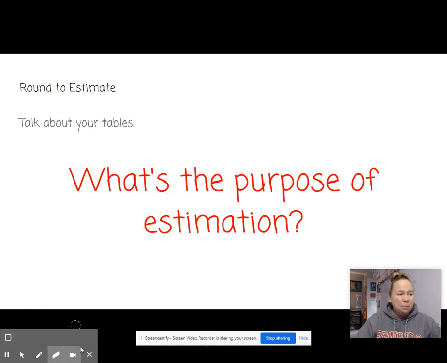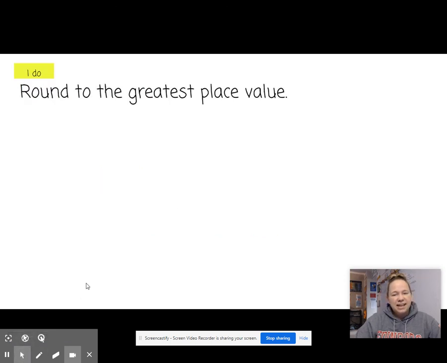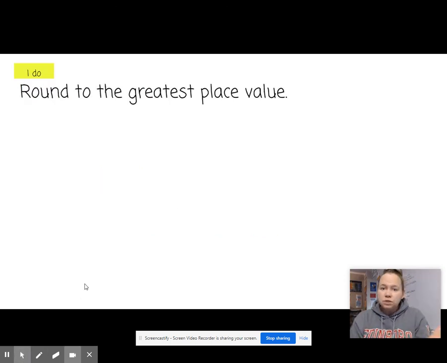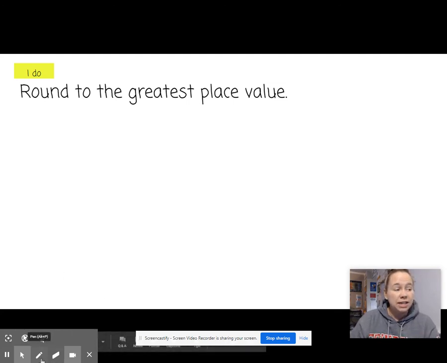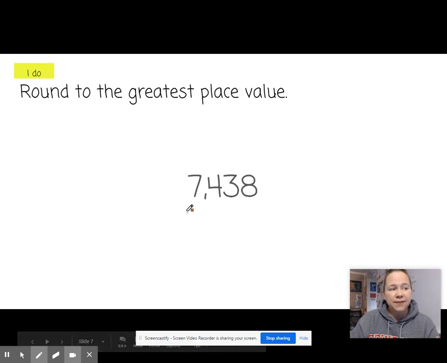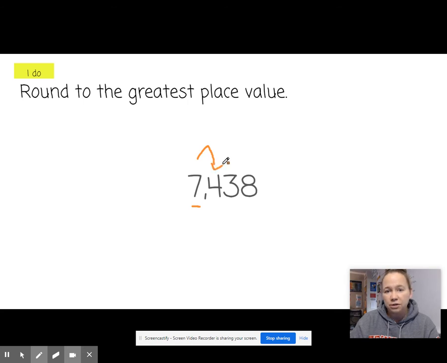All right. What is the purpose of estimation, friends? Why do we estimate? Well, we estimate so we can get an answer that's not exact, but close. So we only need a close answer. We don't need an exact. All right, so let's review this. Round to the greatest place value. Remember, this is review. We've rounded before. Greatest place value here is the thousands. So I underline that digit. I look to the right. The 4 is a little number, so the 7's going to stay. So rounded to the greatest place value, this number becomes 7,000.